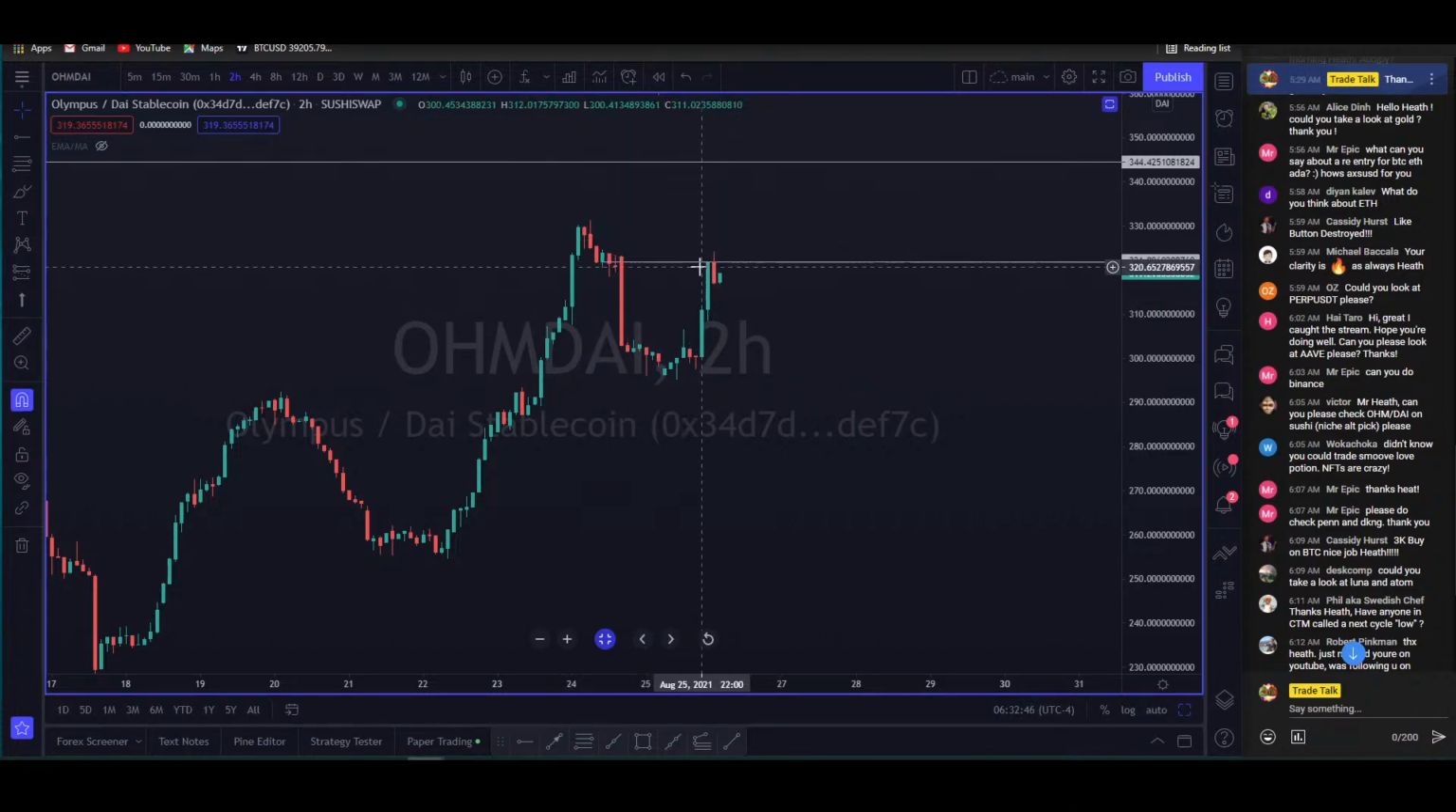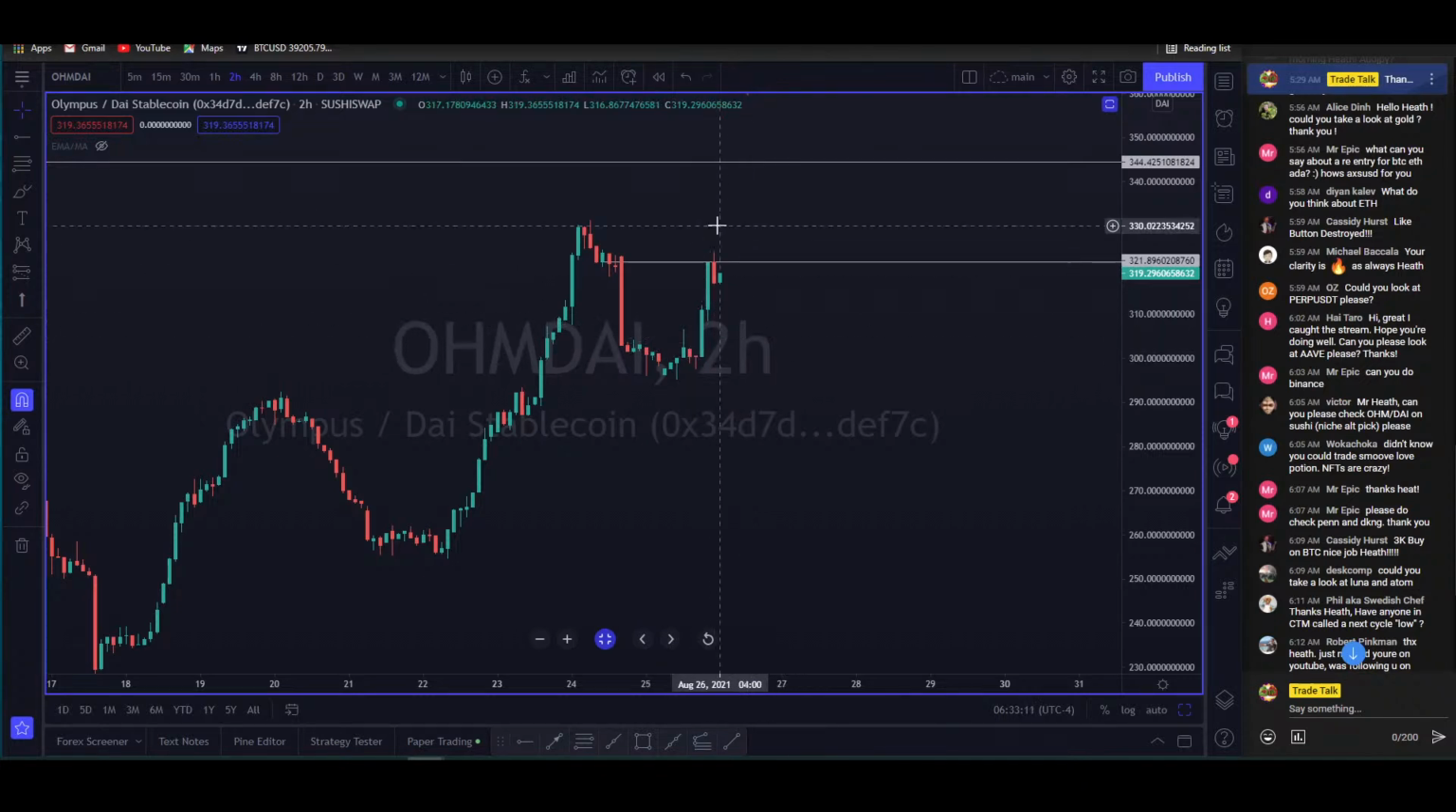Flawless test and close above that. Or not above it, I mean on it. So if this tests this again on a 2-hour time frame, the opening price of that bearish candle, if it does not get above that, that's going to be a beautiful shorting opportunity back down to support 302. Right? So from 322 back down to 301.